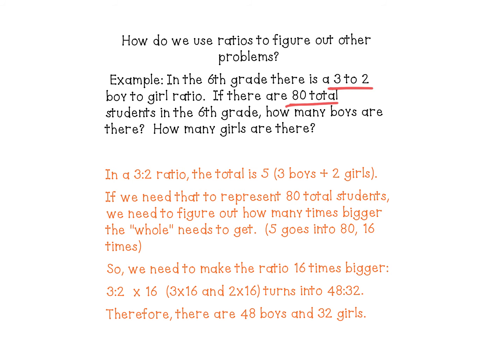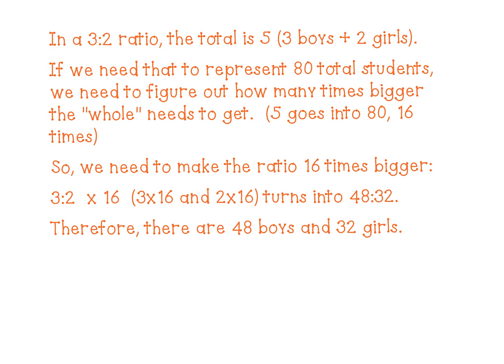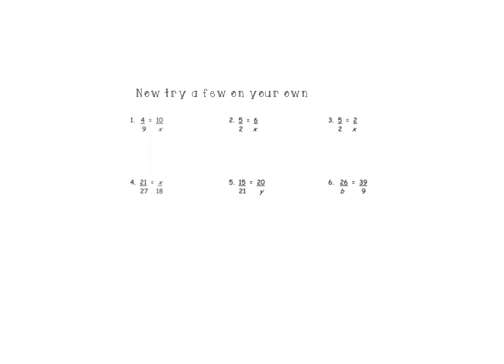So all I need to do here, and we're going to set up proportions in a minute too, is we're going to make that ratio 16 times bigger. So basically I'm taking my 3:2 ratio, which was a boy to girl ratio, and I'm multiplying each of those by 16 to give me 48 boys and 32 girls in the 80 total student body. Let's look at a couple more.